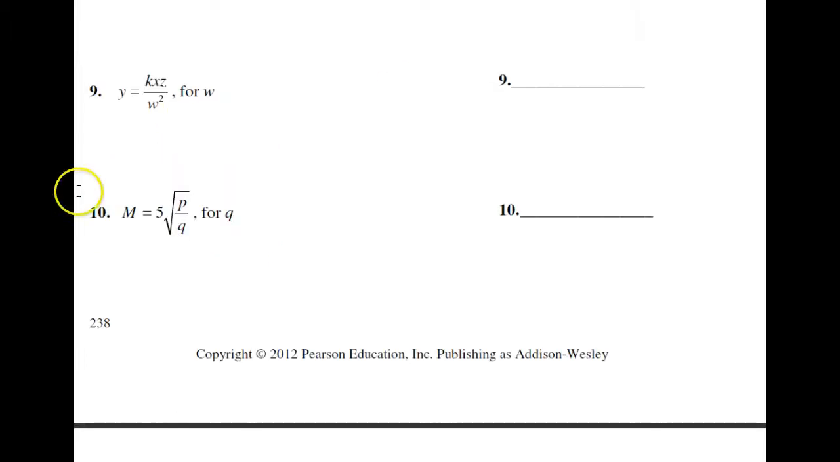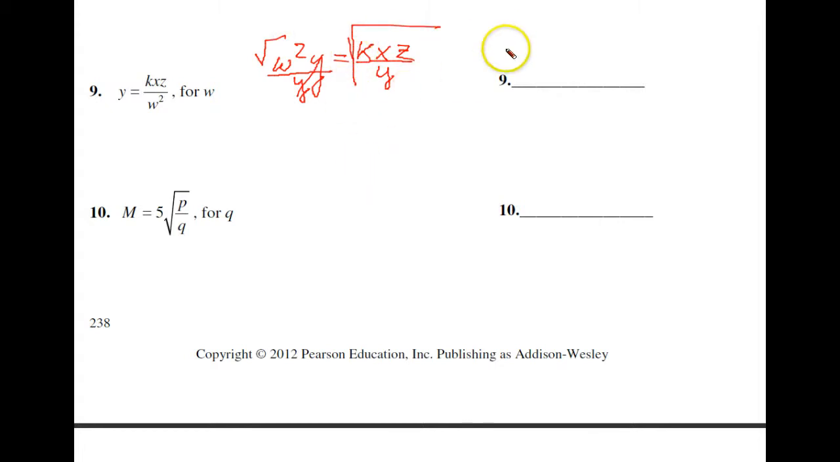Now, as I try to do this live, I leave myself open, but I'm going to multiply here both sides by w squared. On this side, it cancels out. So I get w squared y equals kxz. And now I'm going to divide both sides by y, because I want to get rid of the y's on that side. And then now I'm going to take the square root of both sides to cover everything. So we then get w equals the square root of kxz all over y.